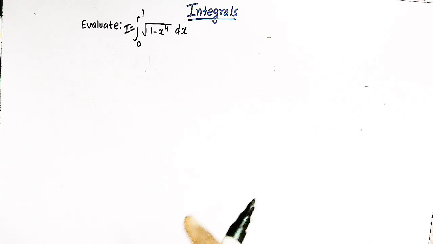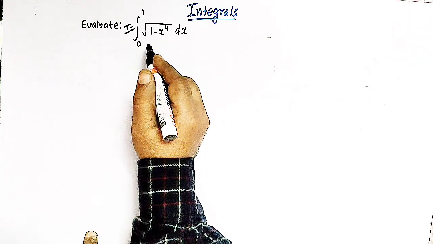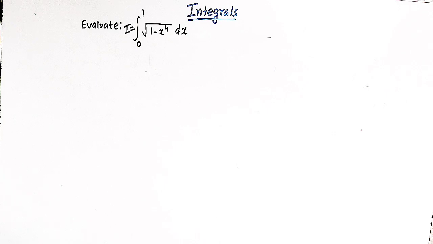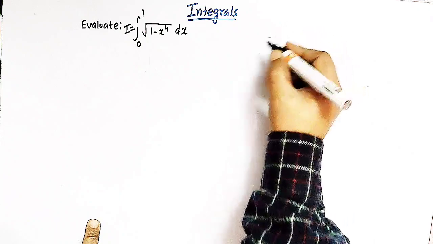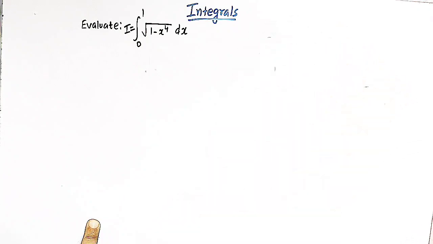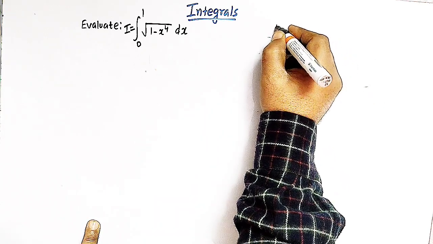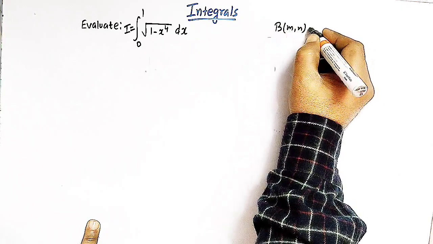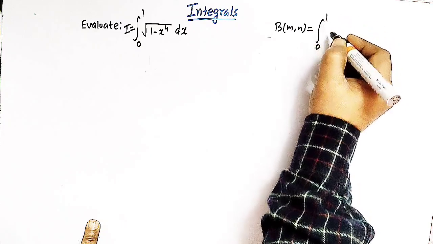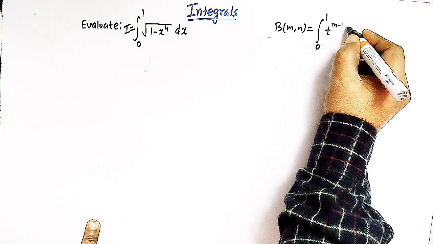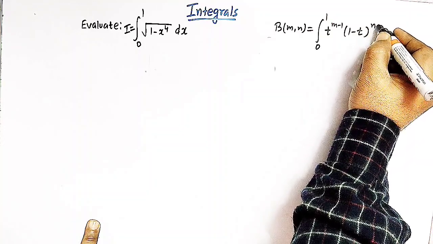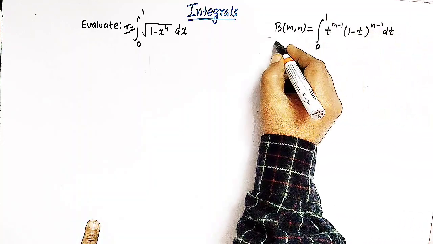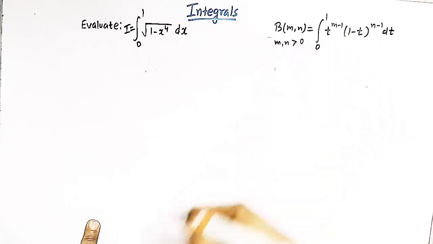And here let us briefly see the important results from beta and gamma functions which are going to be used while evaluating this integral. So here we are going to make use of the definition of beta integral, which is also known as beta function or Euler's integral of first kind. So here the beta function is defined as beta m comma n, and this is given by the integral 0 to 1, and here we have t raised to m minus 1 and 1 minus t raised to n minus 1 and dt. And remember, m and n are greater than 0.